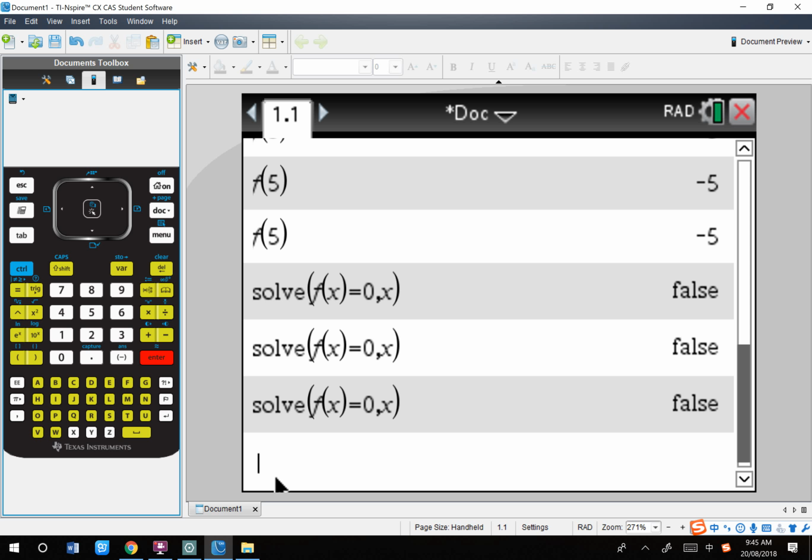What does false mean? False means I'm not doing anything wrong. If I have false, that means there's no x-intercept. I cannot solve out anything. There's no x-intercept. Let's find something with an x-intercept.